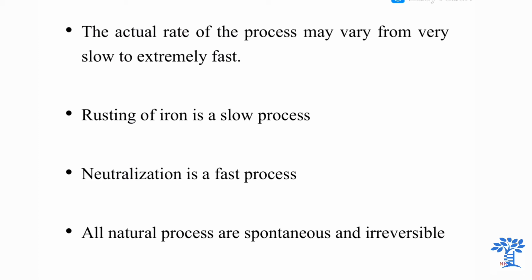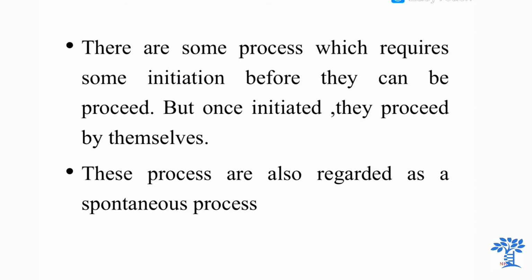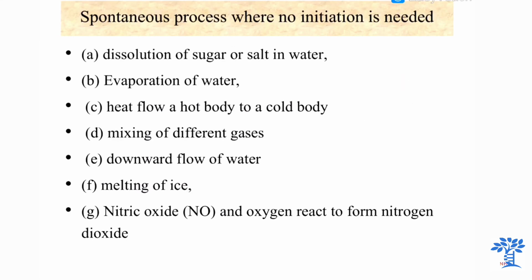Rusting of iron is an example of a slow process. Neutralization of acid and base is a fast spontaneous process. All natural processes are spontaneous and irreversible. There are some processes which require some initiation before they can proceed, but once initiated, they proceed by themselves. This type of process is also called a spontaneous process. Finally, we can say that spontaneous processes are processes which have a natural tendency to occur either of their own or by proper initiation.